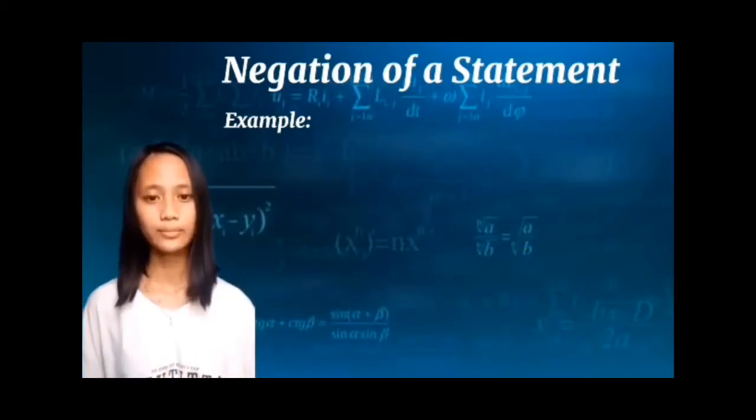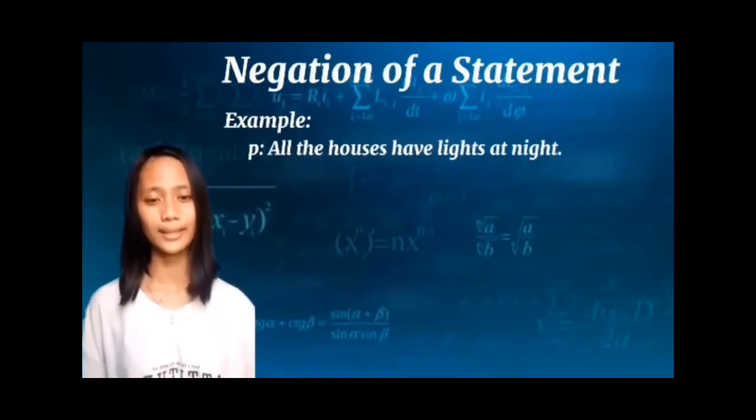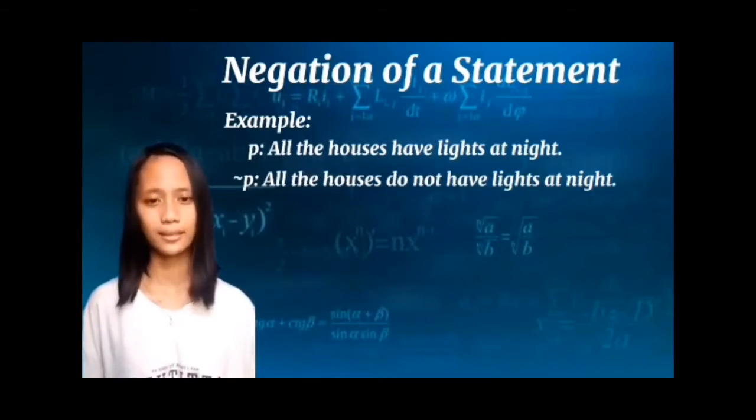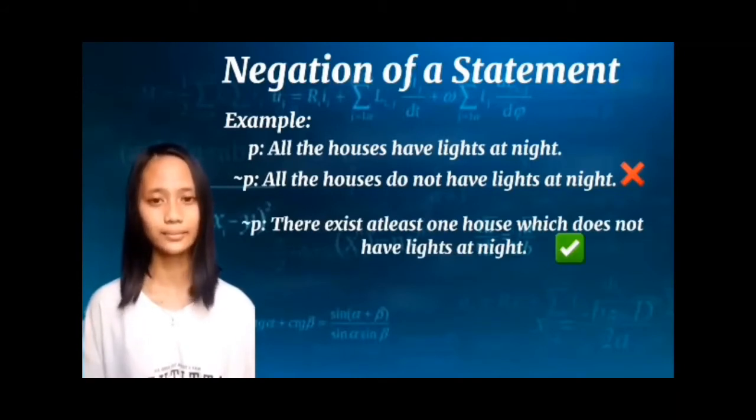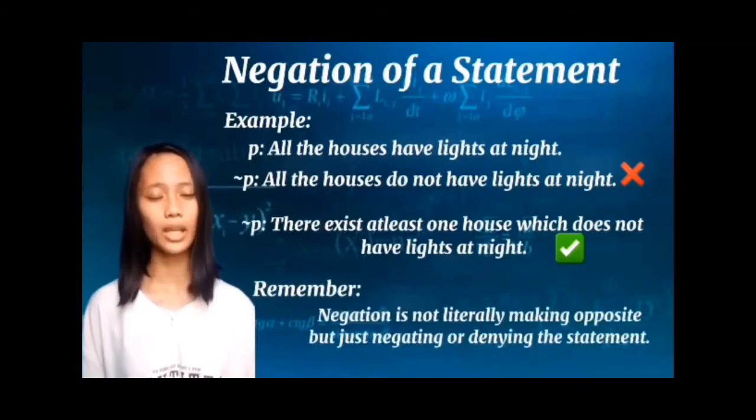Further example, all the houses have light at night. What is the negation of this statement? All the houses do not have lights at night? That is wrong. The correct answer is, there exists at least one house which does not have lights at night. Remember, negation is not literally making the opposite, especially if it talks about a group. We are just negating or denying the statement.